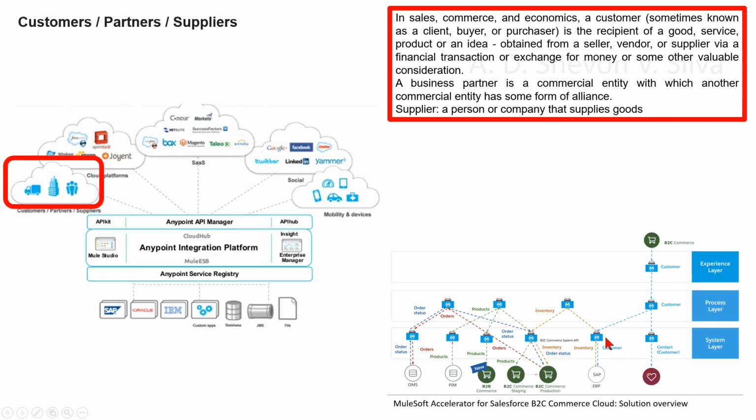SAP system API. The SAP system API fetches inventory updates from SAP. The current release supports the following functionality: fetch inventory updates from SAP for a given period, customer data sync from B2C commerce to SAP.